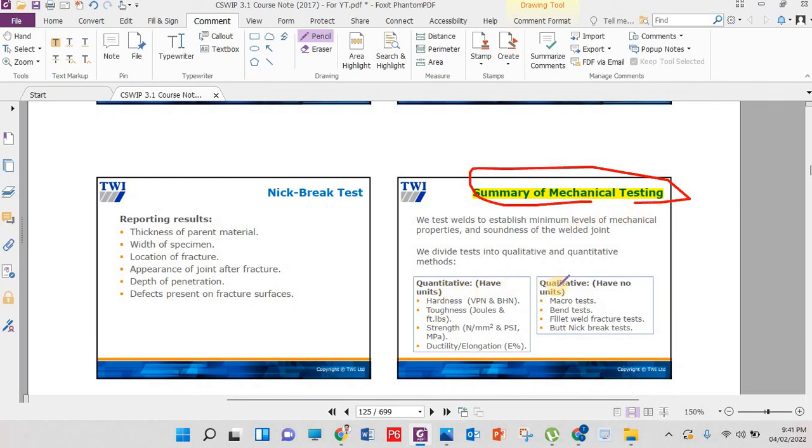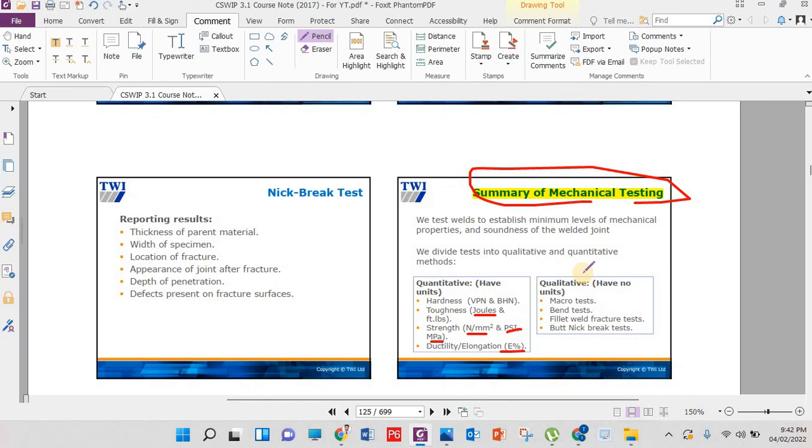Quantitative and qualitative, I gave you in the start. Now you can see hardness. For the hardness, the units are VPN or BHN. VPN is for Vickers, BHN for Brinell. Toughness units are joules or foot pounds. Strength units are Newton per square millimeter or PSI or MPa. Normally it is considered in Newton per square millimeter. Elongation is in percentage, ductility or elongation.